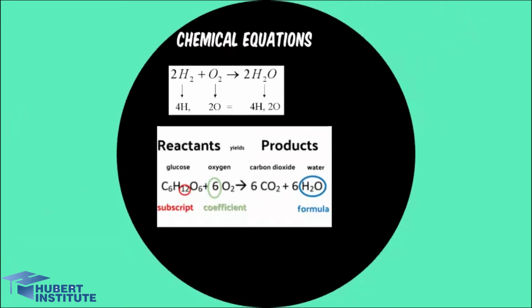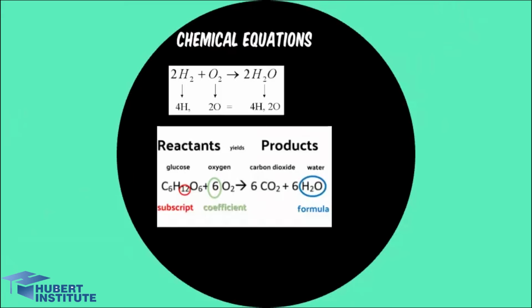Okay, so on the left hand, we have reactants, and on the right hand, we have products. As you see, these are called reactants and these are called products. And reactants are yielding products. As you can see in the first equation, which is very fundamental and basic, the simplest equation on earth, it's producing H2O out of hydrogen and oxygen.